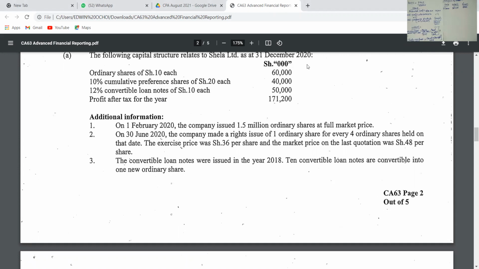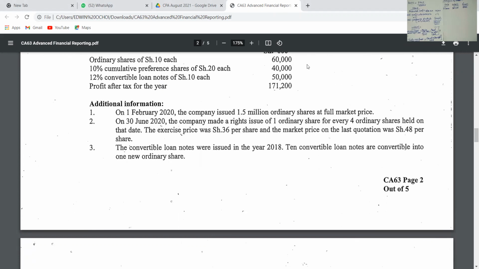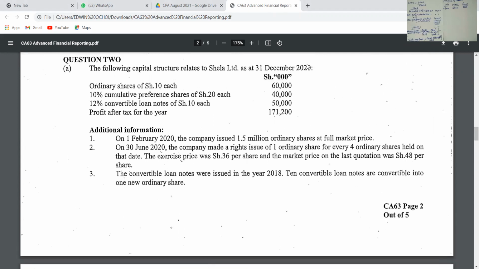Additional information number 1: on 1st February 2020, the company issued 1.5 thousand ordinary shares, at full market price. Full market price is that initial price of 10 as per the given capital structure. So on 1st February, the number of shares issued is just 1,500, the one which is given directly.